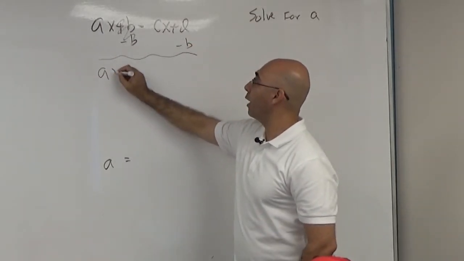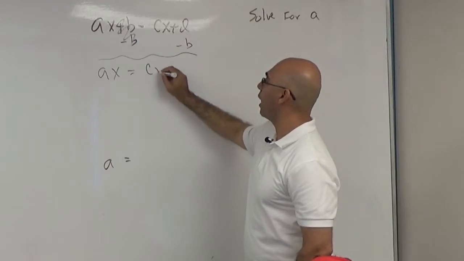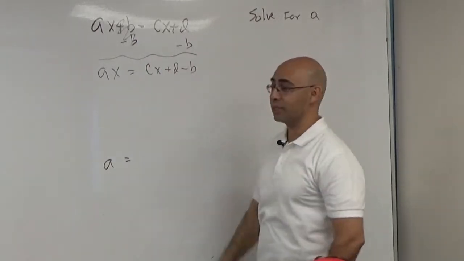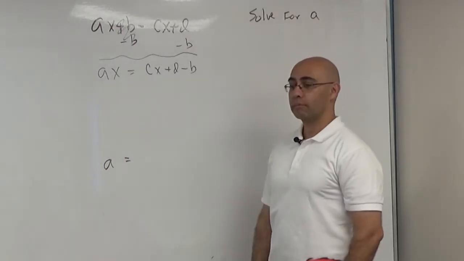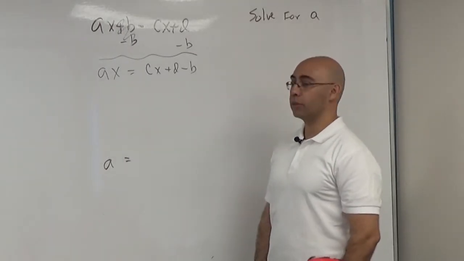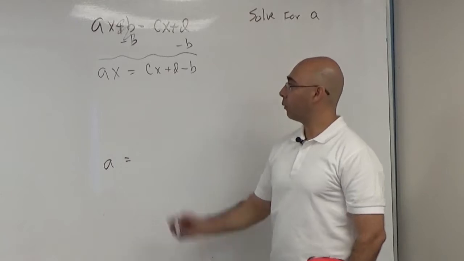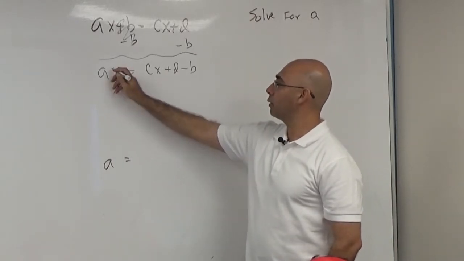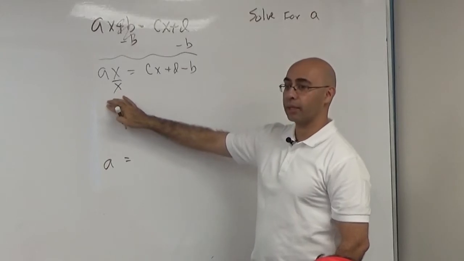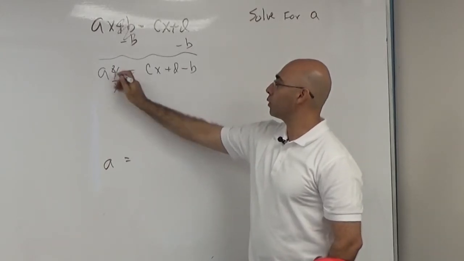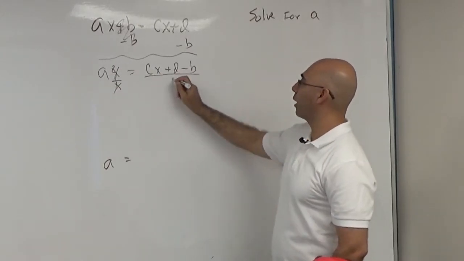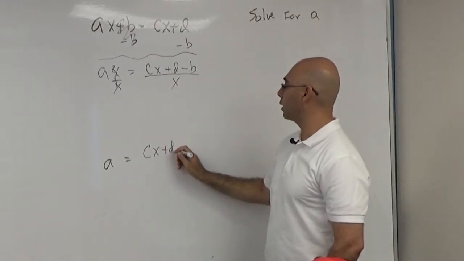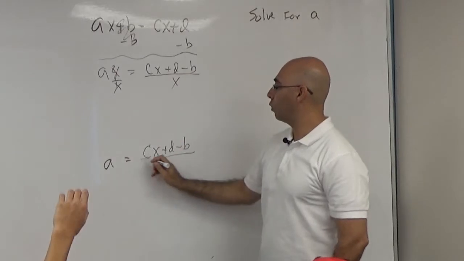So I have ax equals cx plus d, and I have nothing to combine it with, so I'll just write d minus b. Now what do I do? Get rid of x now. I want to divide by the x because I want to get rid of it. So divide by x. But remember, you're dividing this whole side by x, yes? Mm-hmm. So that means you have to divide this whole side by x. So your final answer is cx plus d minus b over x.